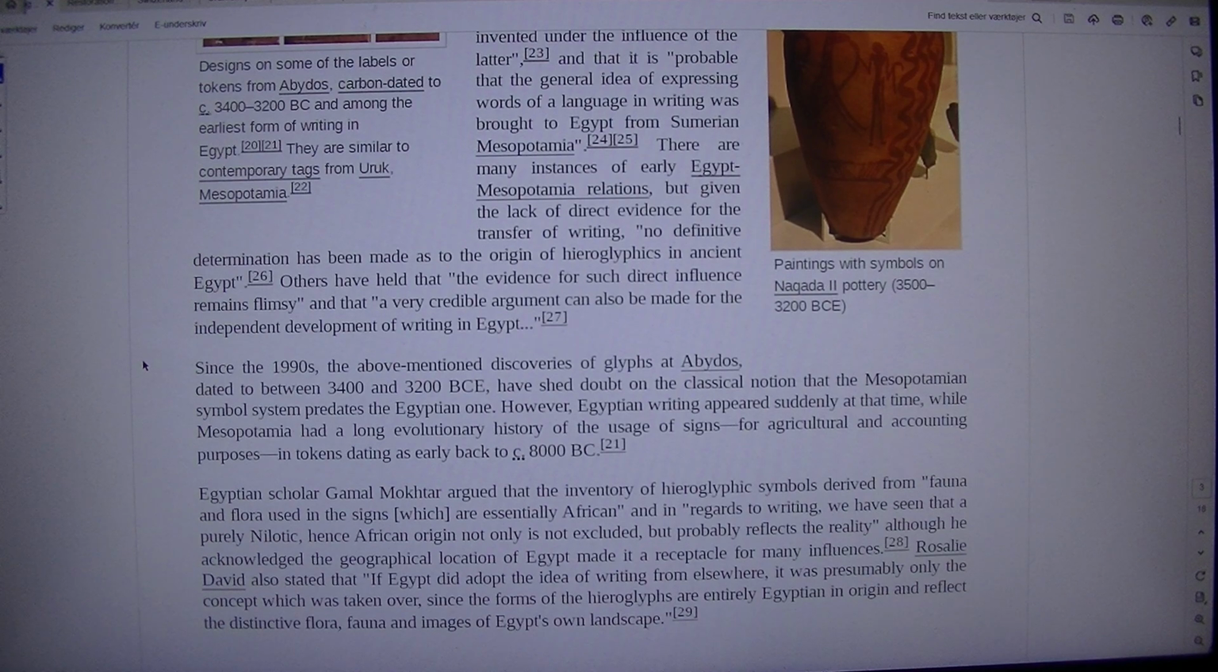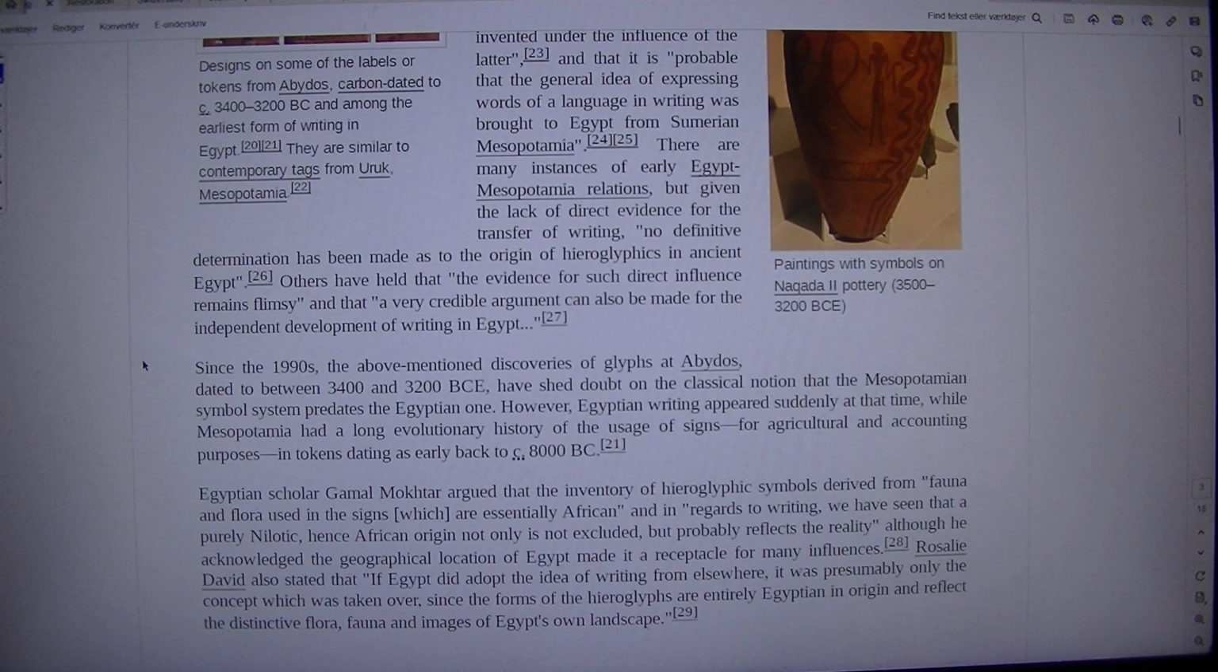27. Since the 1990s, the above-mentioned discoveries of glyphs at Abydos, dated to between 3400 and 3200 BCE, have shed doubt on the classical notion that the Mesopotamian symbol system predates the Egyptian one. However, Egyptian writing appeared suddenly at that time, while Mesopotamia had a long evolutionary history of the usage of signs for agricultural and accounting purposes in tokens dating as early back to c. 8000 BC.